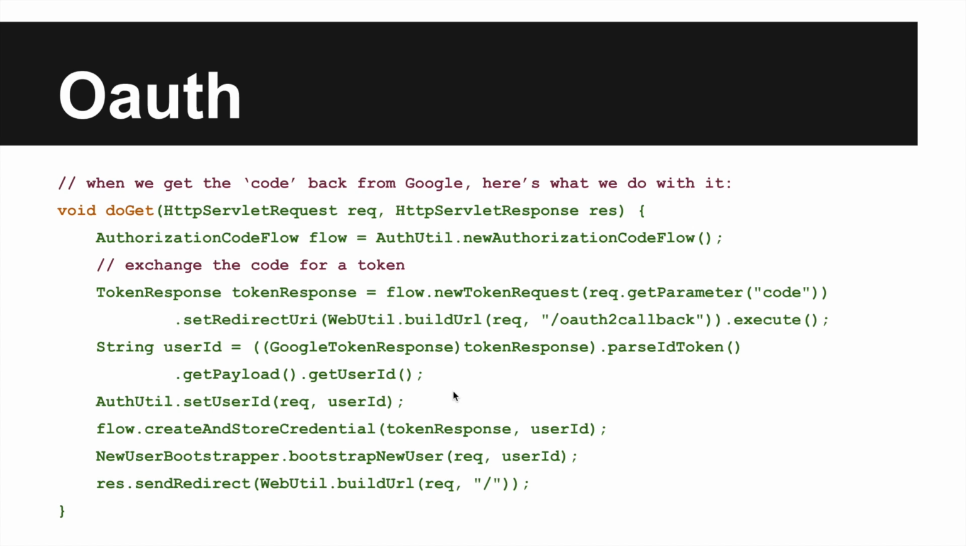Anyways, we'll get this back from Google. We'll get a user ID as well out of the response, and then we can store. This is specific to this quick start, but we're storing the credentials in an in-memory storage. And then we're going to send them to the new user bootstrap.